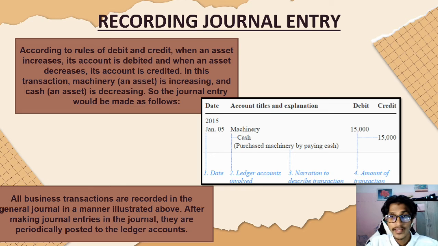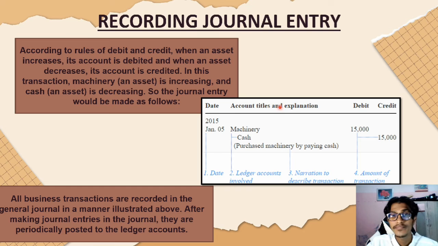In this slide, I will explain how to record our journal entry. First, according to the rules of debit and credit, when an asset increases, its account is debited, and when an asset decreases, its account is credited. In this transaction, the machinery asset is increasing and the cash asset is decreasing. So the journal entry will be made as follows.